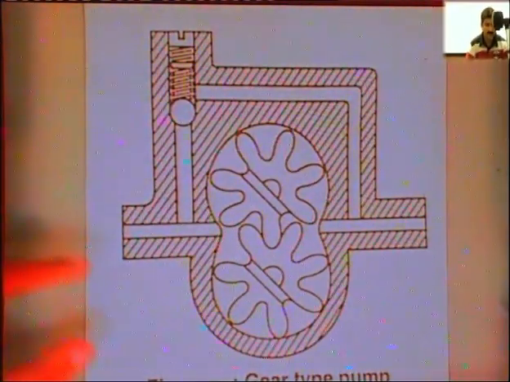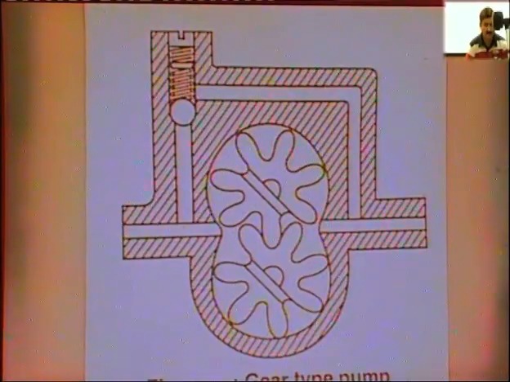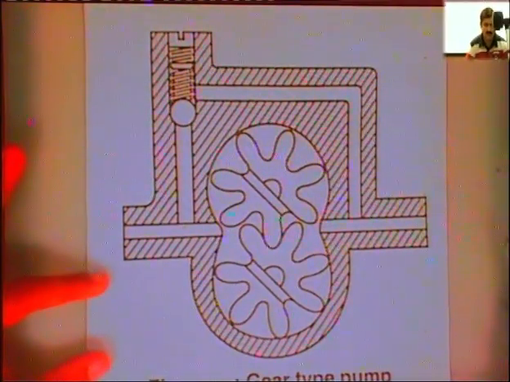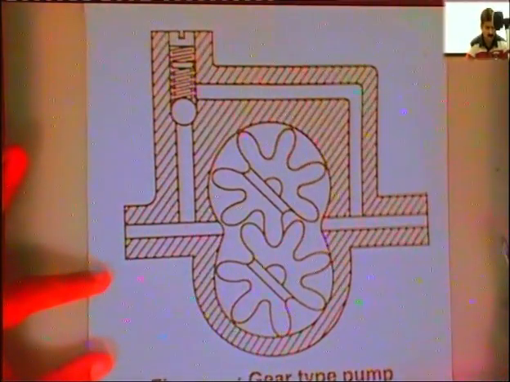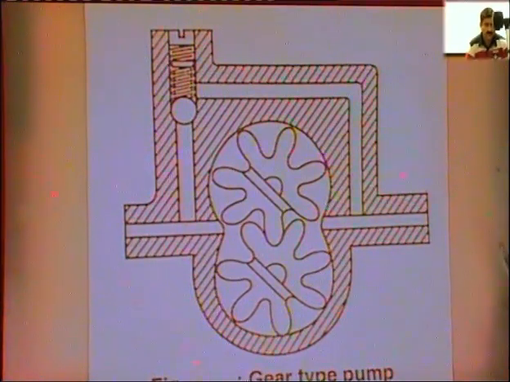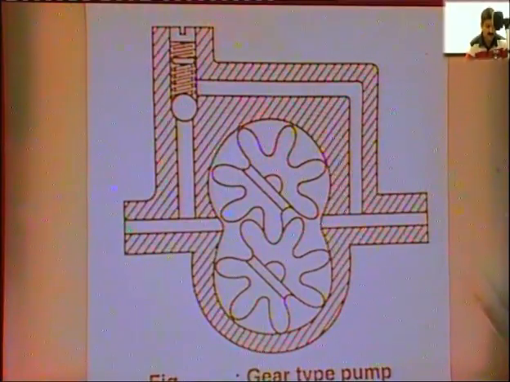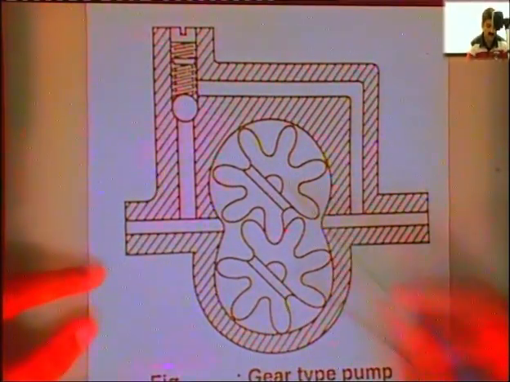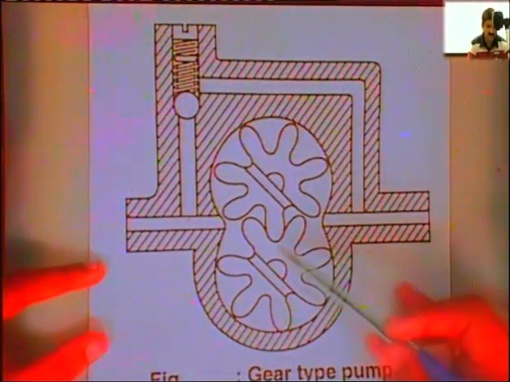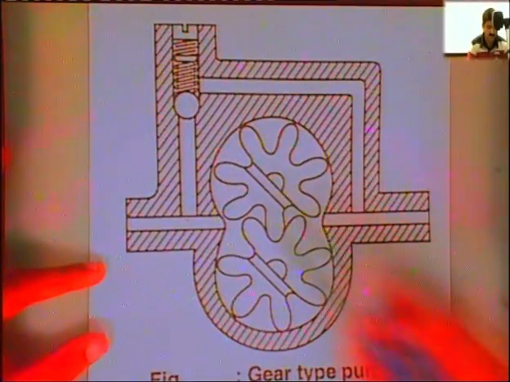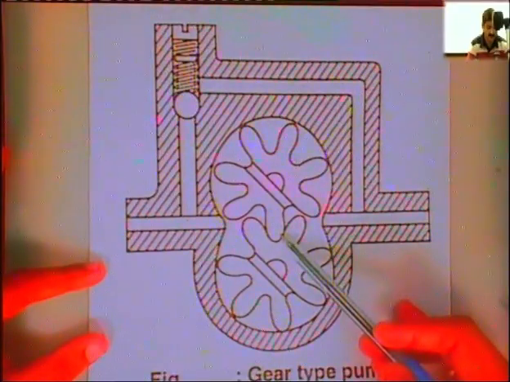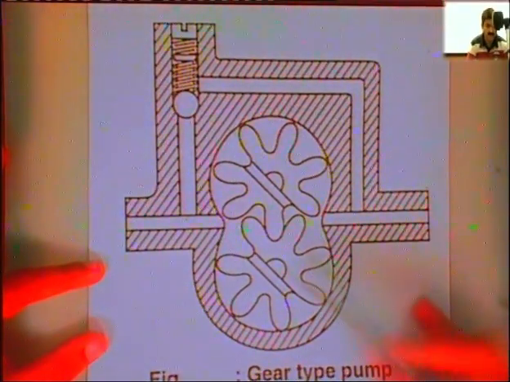This is a gear pump which is responsible for pumping the oil from the sump and providing it to the galleries of the oil. This pump comprises of two gears meshing with each other as shown in this diagram. They are meshed with each other, the lobes are meshing with each other. One is the driver and one is the driven.